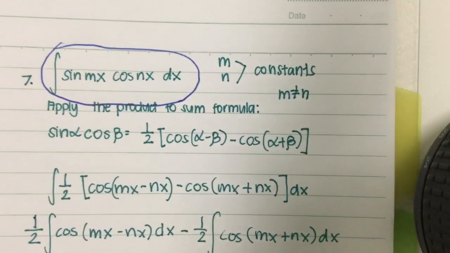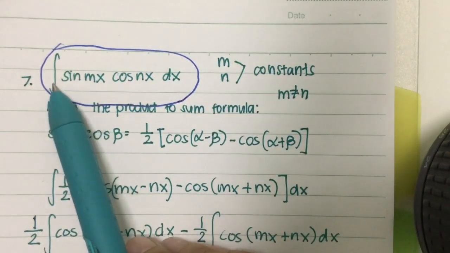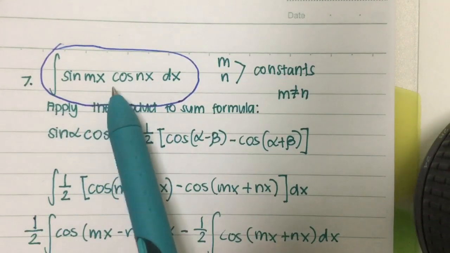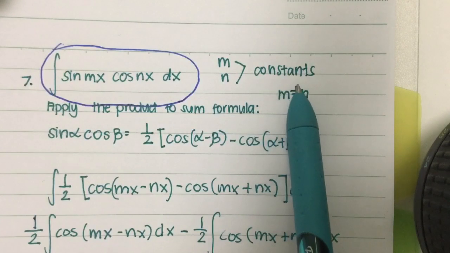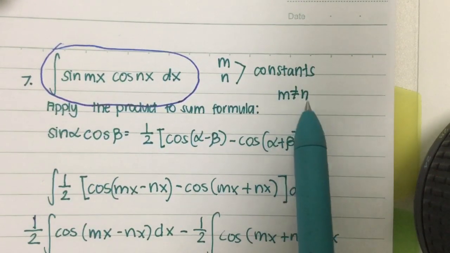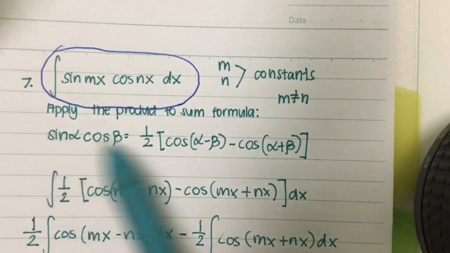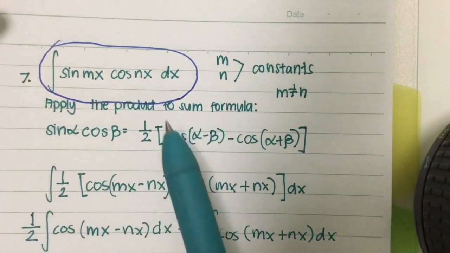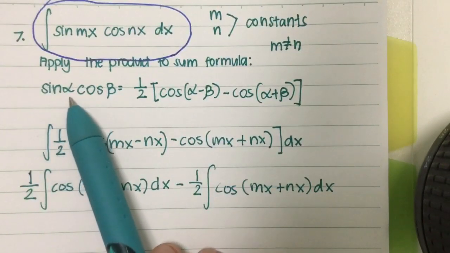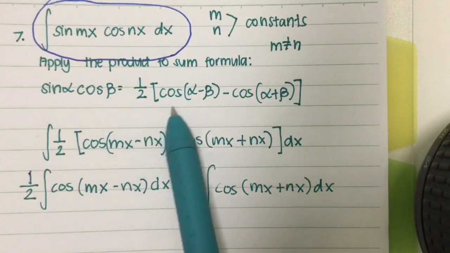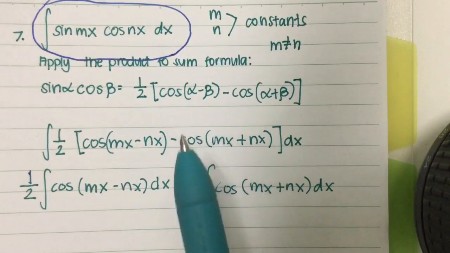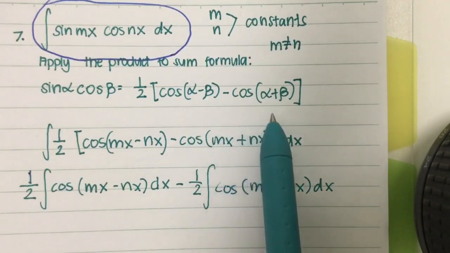So here we're going to solve the problem: the integration of sine mx cosine nx dx, where m and n are constants and m is not equal to n. Here we're going to apply the product-to-sum formula, which is sine alpha cosine beta is equal to 1/2 times cosine alpha minus beta minus cosine alpha plus beta.